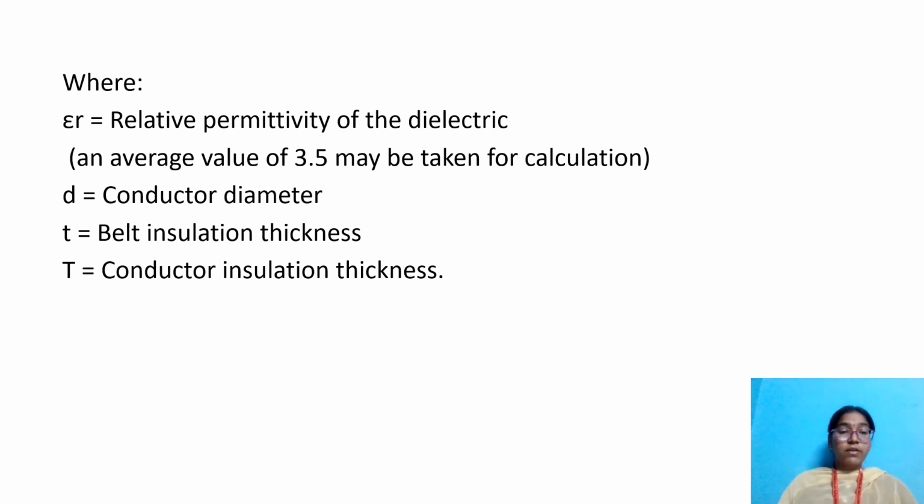Where epsilon r equals the relative permittivity of the dielectric material, with an average value of 3.5. The d is the conductor diameter, small t equals the belt insulation thickness, and capital T equals the conductor thickness.